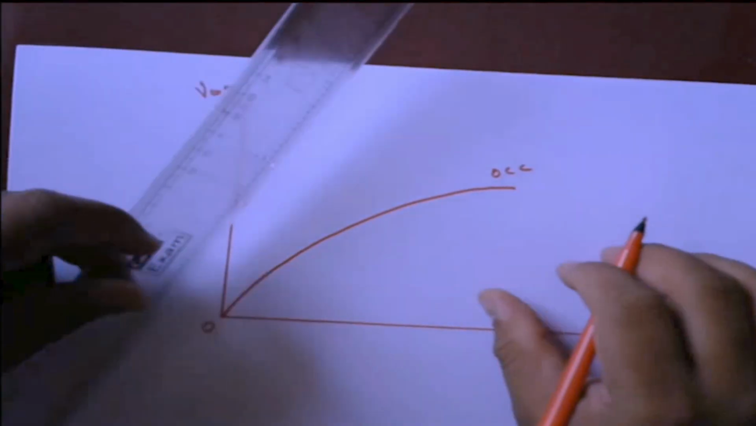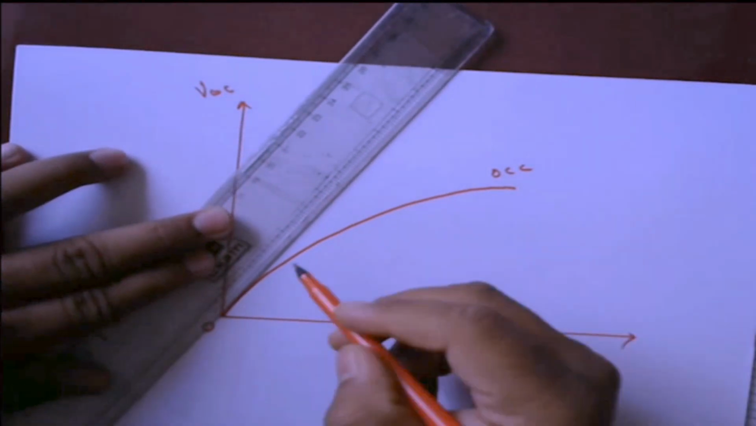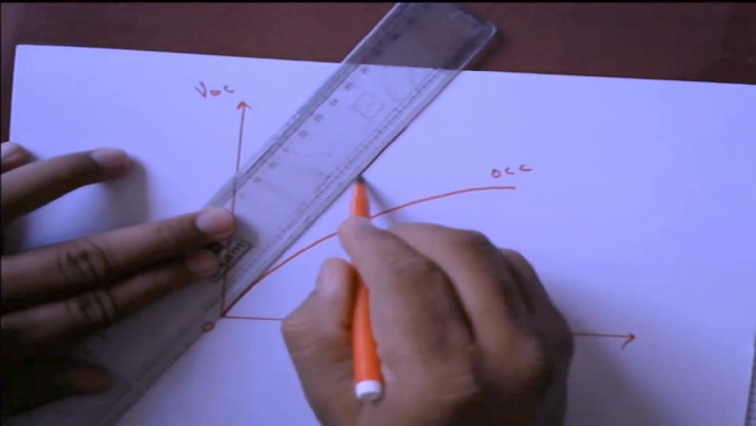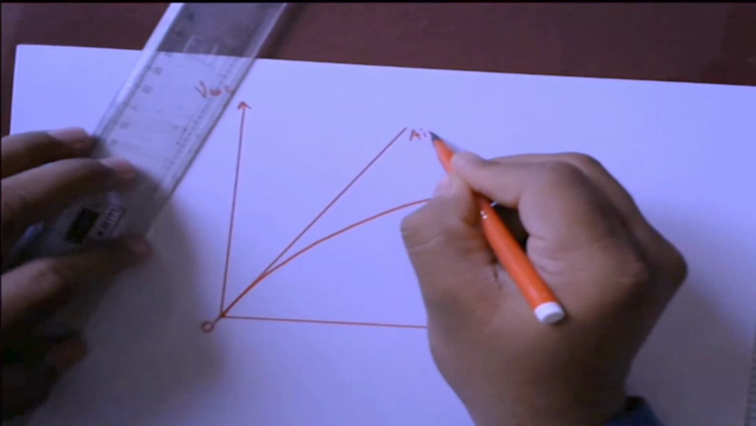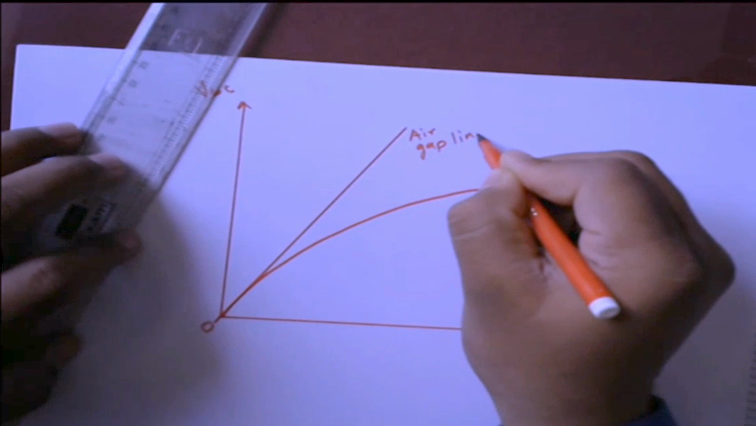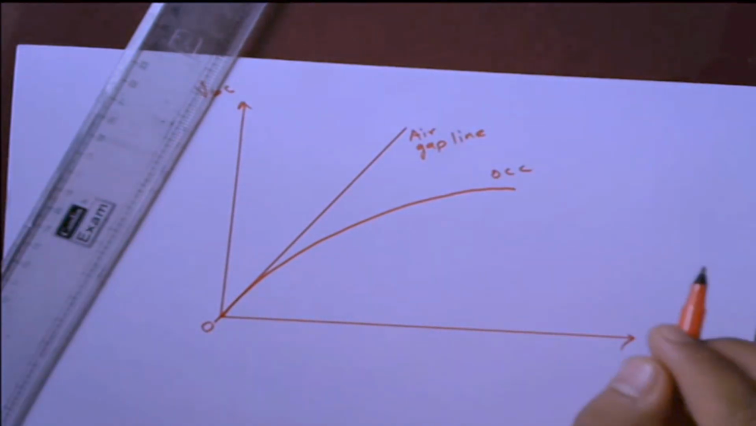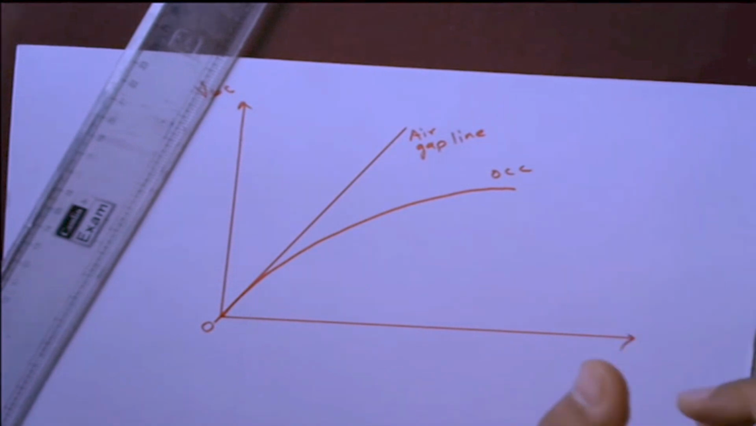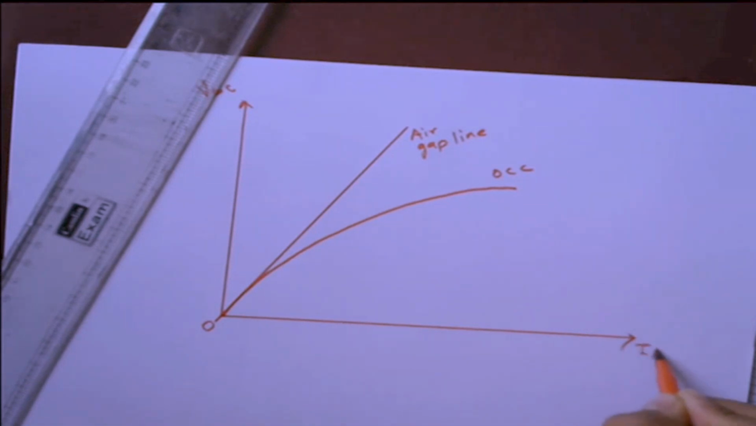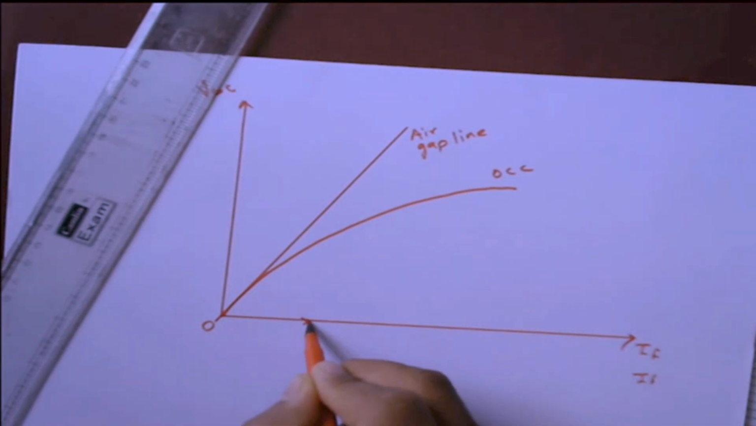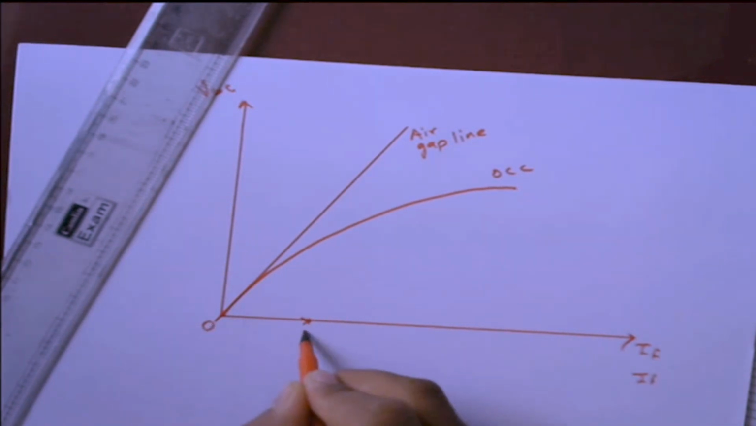Next step, we have to draw an air gap line which is tangent to this OCC. So I will draw a tangent line which is the air gap line. Once it is plotted, the next step is to plot the excitation current which is required to produce zero terminal voltage on short circuit. Let us suppose there is a value of some IF at which we are getting zero terminal voltage on short circuit, zero power factor load current. So with appropriate scale, I will plot this OA, which indicates the excitation current.